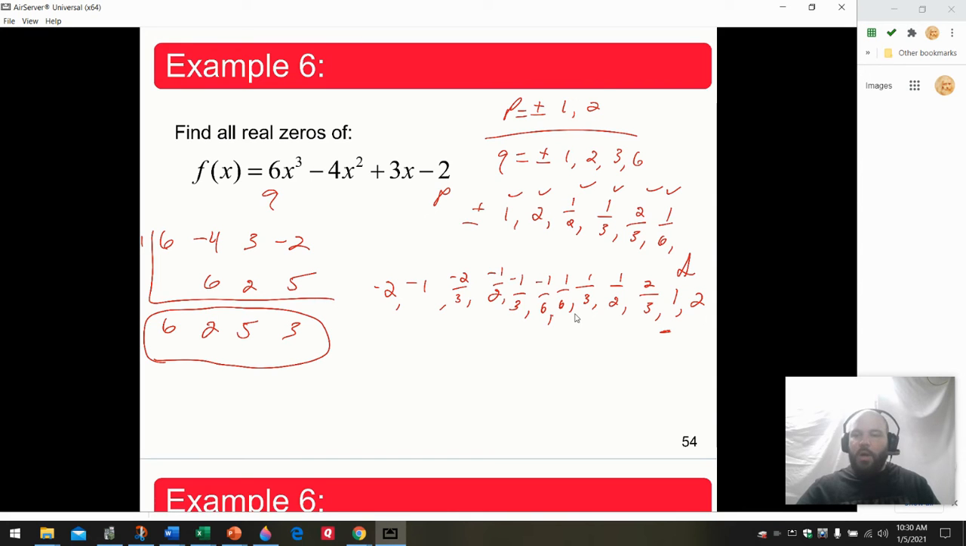1 did not work, but any numbers bigger than 1 will also not work. So I can eliminate 2 without even using it based on the answer that I got for 1. Now, don't forget about Descartes' rule of signs also. We should take a look at that.